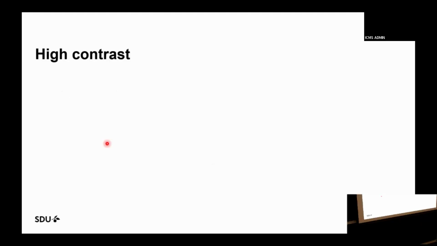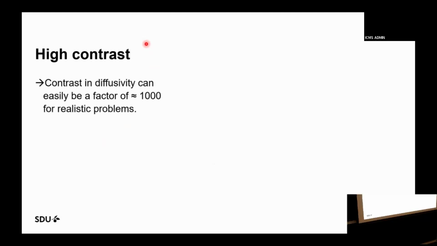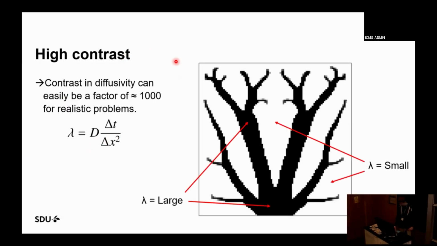However, we are of course working with high contrast problems. So in realistic heat conduction problems, the contrast in diffusivity can easily be on a factor of around 1,000. And you may recall that lambda is proportional to the diffusivity. So that means that you can easily have situations where lambda is large in some parts of the domain, while it is small in other parts of the domain. And so then the question is, what do you do then?